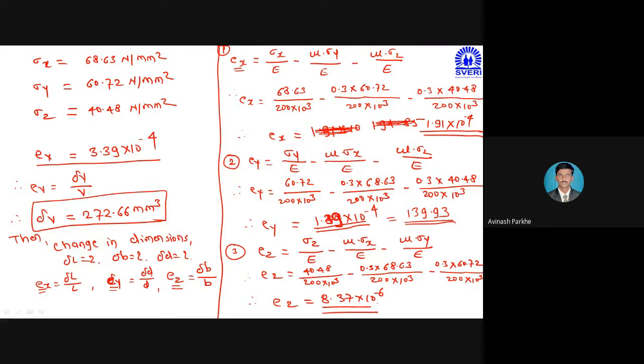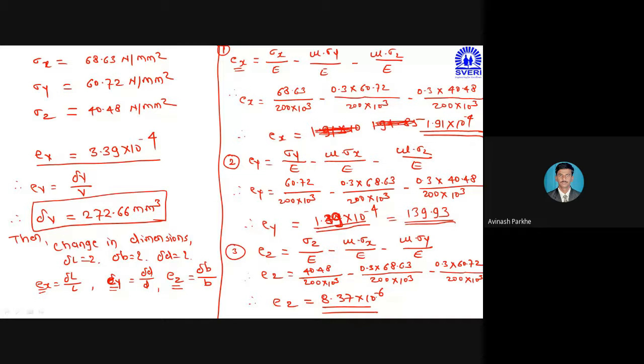All are unitless quantities. Please keep in mind, these are the strain values. All are unitless quantities. So epsilon z, please check your answer. If you have calculated 8.38, then 8.37. It depends upon the number of digits. How many digits you are considering for the previous data? Yes, 8.37 into 10 raised to minus 6. This is also correct. 8.38 is also correct.